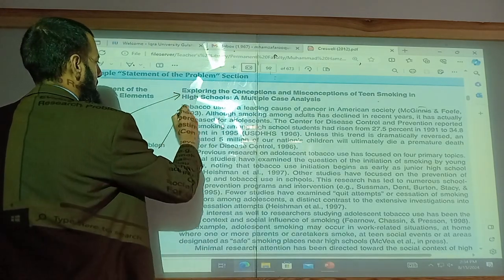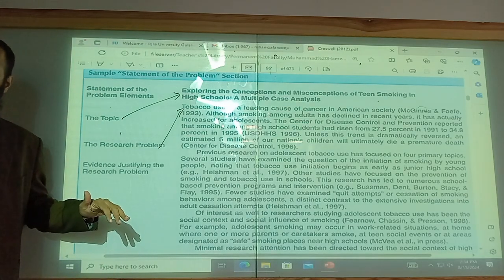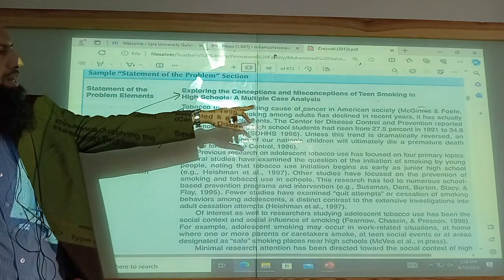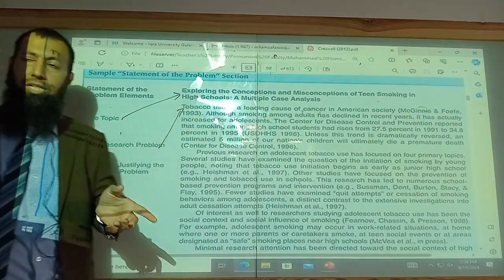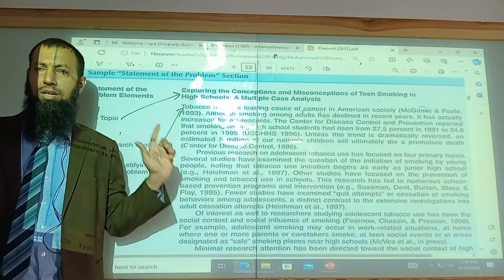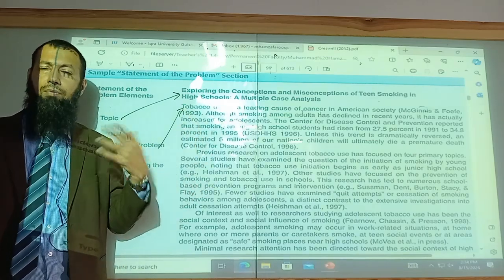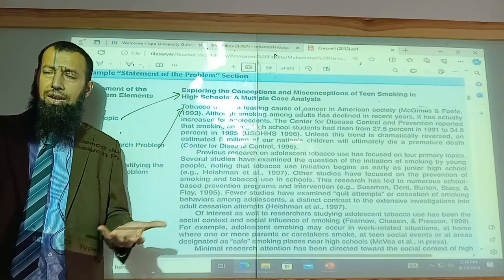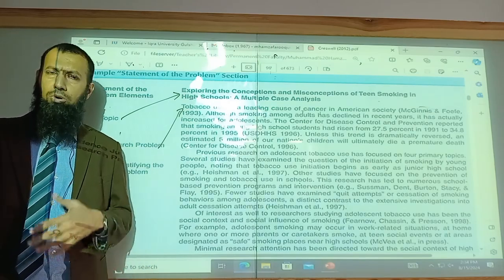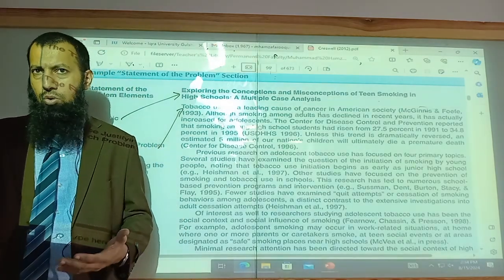Okay, this is the research problem. Research problem: tobacco use is the leading cause of cancer in American society, with the citation. The researcher does not tell anything by himself, he tells with citations. Citation is mandatory. Citations can be of any kind, for example APA or Chicago style, you can take any one. But in most academic research, APA is followed, and APA 7 is the latest one, so you can follow APA 7.